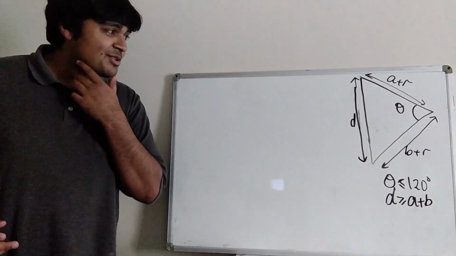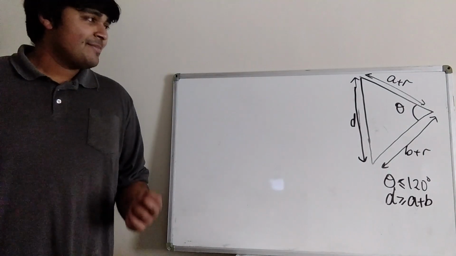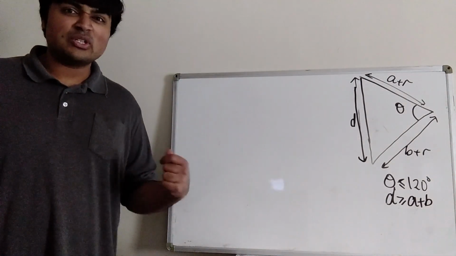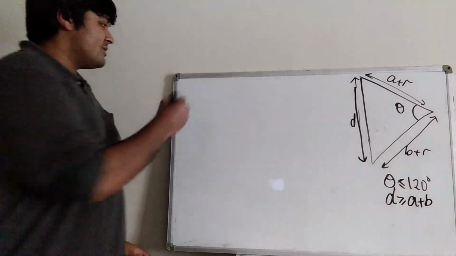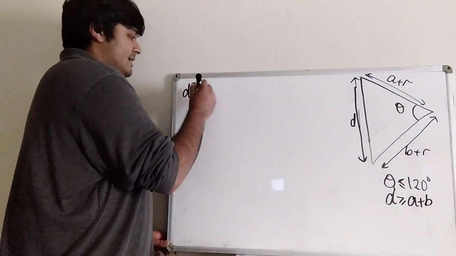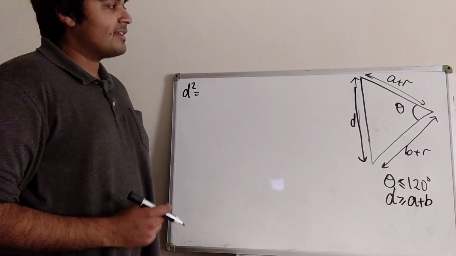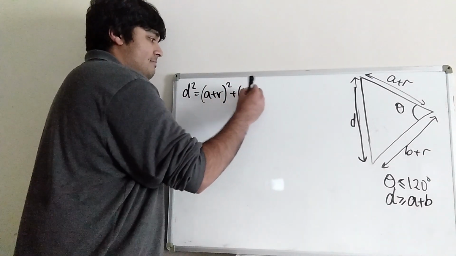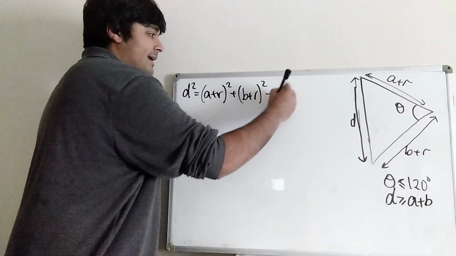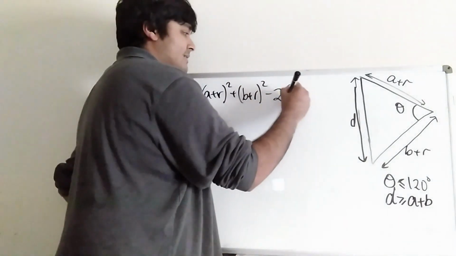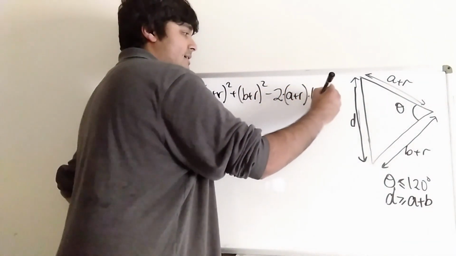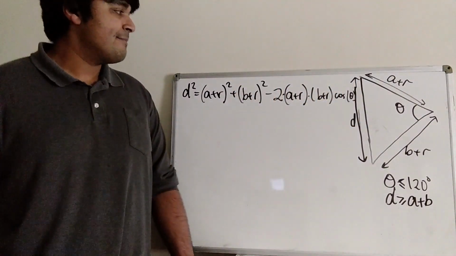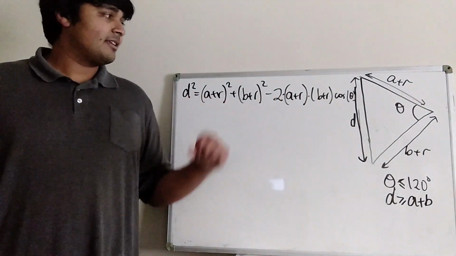Okay, so I've just drawn up the triangle we had on the side here, and I've gotten rid of all the large discs. And as I said, what we're going to do is just use the cosine rule on this triangle. So we get d squared is equal to the sum of the squares of the other two side lengths, so (a plus r) squared plus (b plus r) squared, minus 2 times the side lengths (a plus r)(b plus r) and then cosine of theta. Just squeeze that in there.